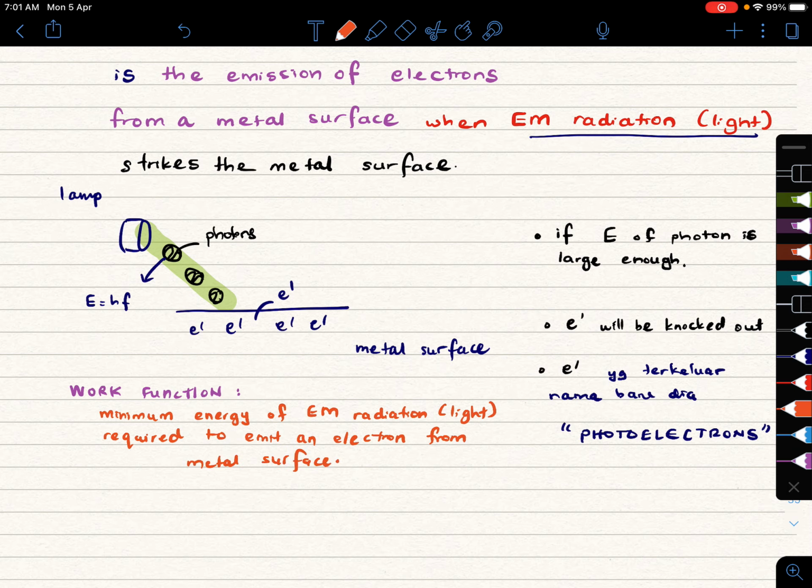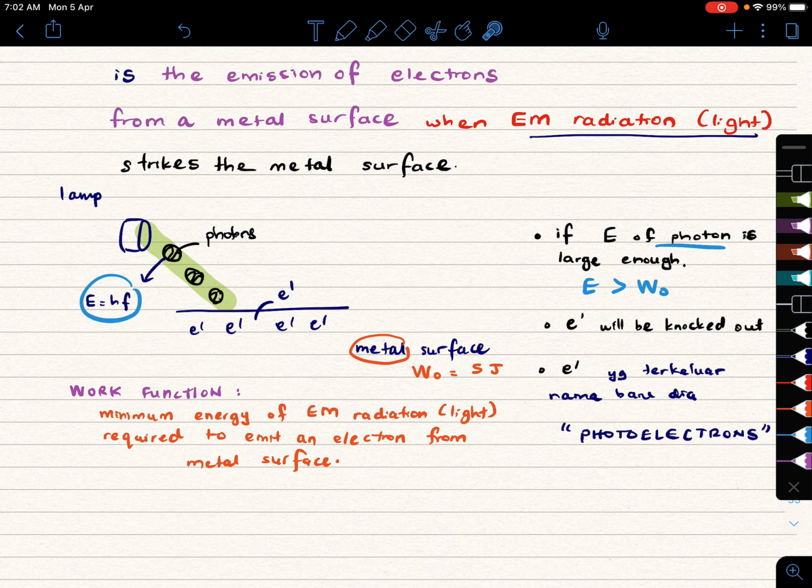Okay, so nak cakapnya kat situ, setiap metal, remember, setiap metal ada dia punya work function. Katakanlah work function untuk this metal adalah 5 joule. So, untuk photon kamu berjaya eject elektron ni keluar, energy dia mesti lebih daripada work function kita.